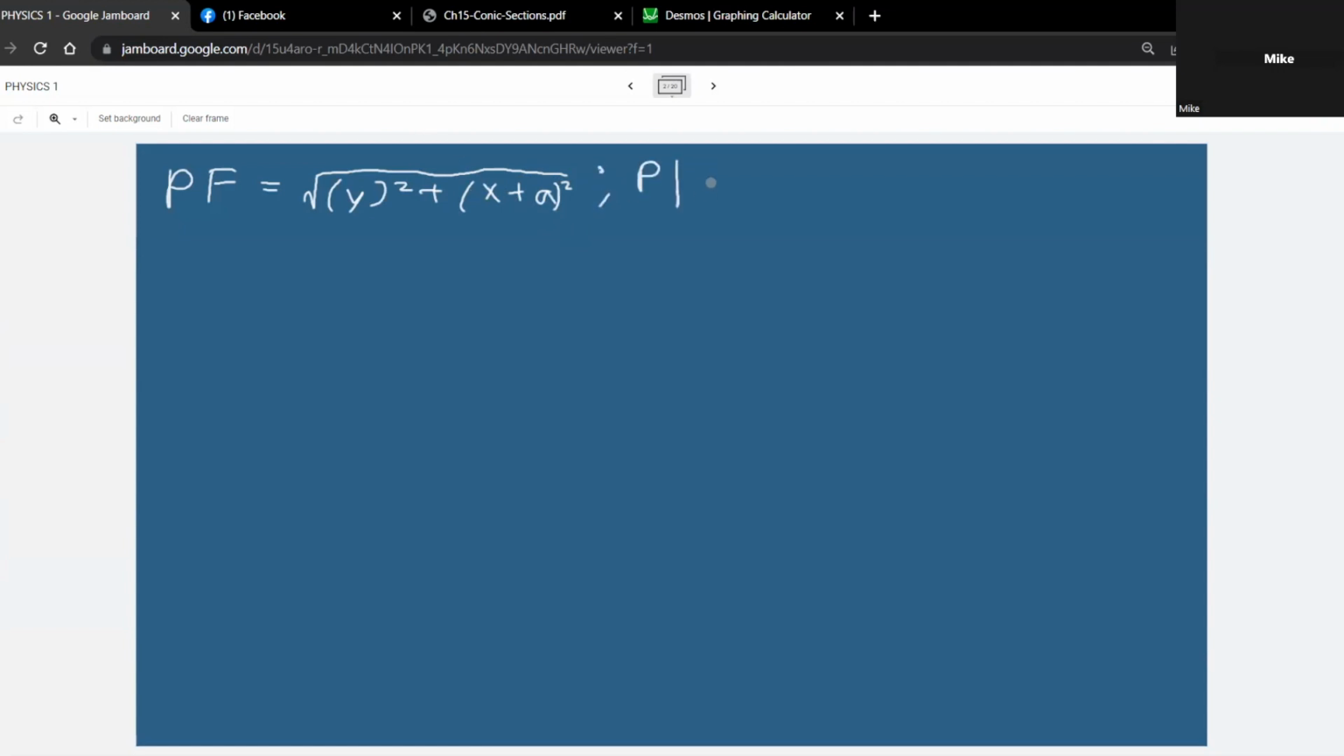Tapos, so directrix is x is equal to negative a. Teka, tama ba yung PF? Di ba dapat x minus a? Yes. And then, xy minus... wait, is the difference in x.